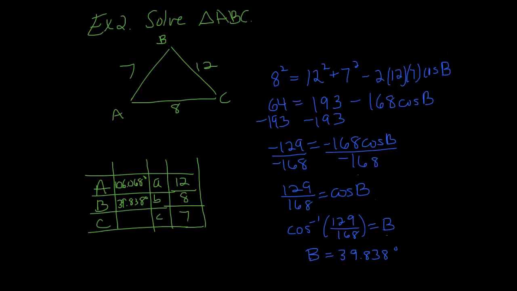And then to find that third angle, we know that the three angles have to add up to 180. So I'm doing 180 minus 106.068 minus 39.838. And I get 34.094 degrees.